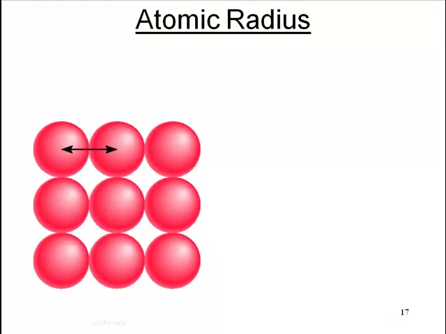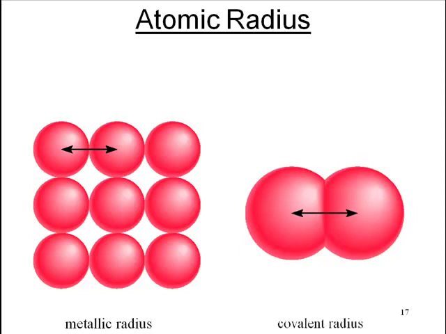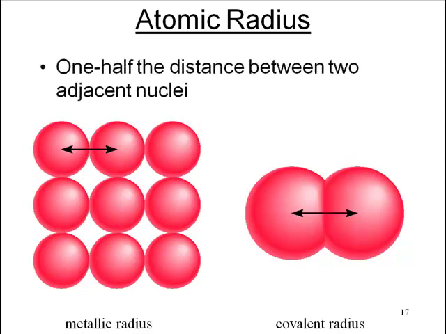So atomic radius, that's the size of the atom. The radius is just measuring the middle to the edge. For metallic radius here, again, you can measure from the nucleus to the nucleus. For covalent radius here, again, nucleus to the nucleus, and we're looking at two connected atoms. So it's 1/2 of the distance between two adjacent nuclei. So if you take this and divide it by 2, that's called the atomic radius.